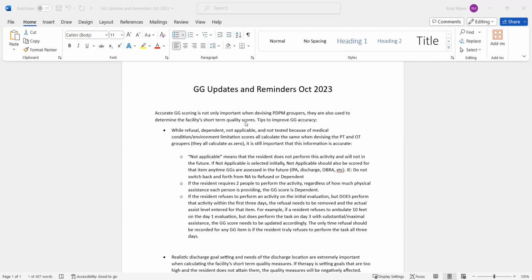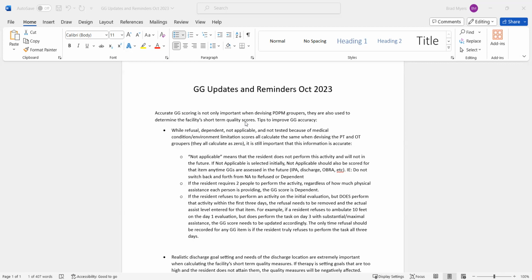Specifically, not applicable. If an item on a task is not applicable, it means that the resident does not ever perform that activity. They have not performed that activity and they will not in the future. So this is a resident who is wheelchair bound because they're quadriplegic or they are a bilateral amputee with no prostheses. They are never going to transfer. They're never going to perform the walking items.